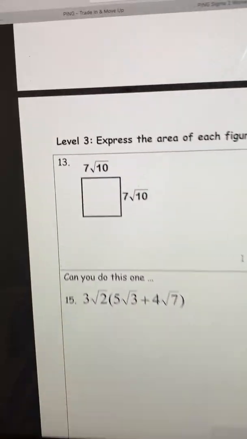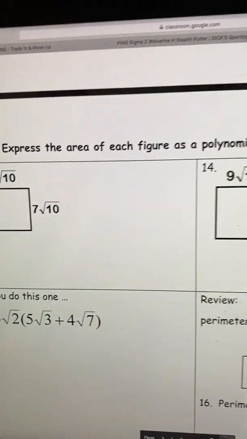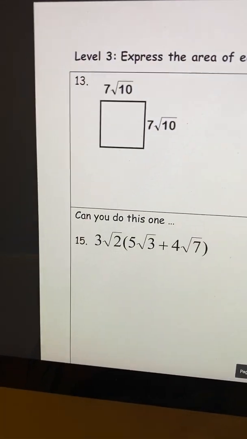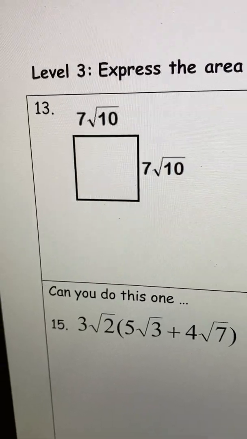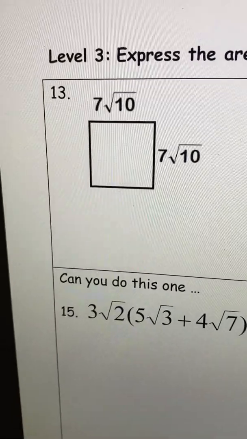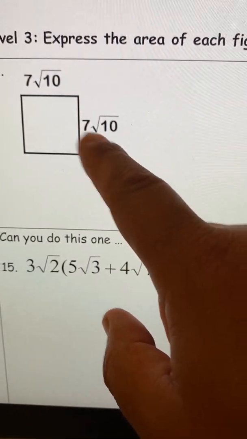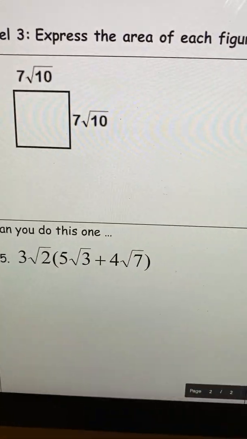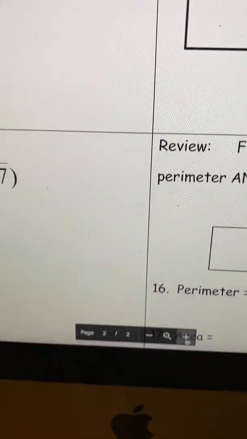Okay, area problems. I'll make this one bigger. Area problems. Express the area of the figure in polynomial form. This problem right here. How do you find the area of a rectangle or square? Length times width. Length times width. 7 radical 10 times 7 radical 10. Okay, that one's a pretty simple one too. These are all set up nice and neat.